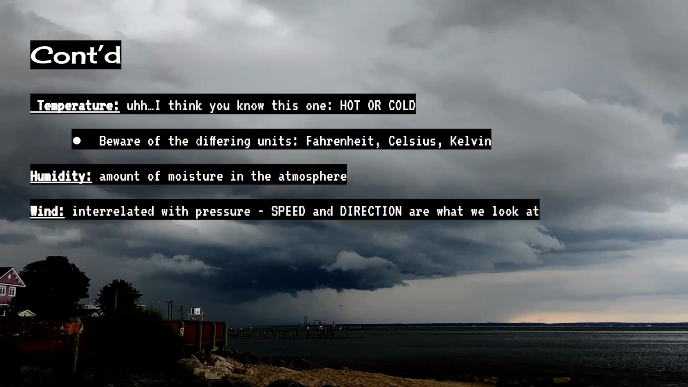Temperature, I don't think I really have to tell you what that is. That's hot or cold. But the main thing is that you're going to want to be aware that we have different units. You probably know this already, but we have Fahrenheit, we have Celsius, and we have Kelvin. Celsius is used, I would say, the most widely. Obviously, in America, we use Fahrenheit, but Celsius is used in Europe, and it's considered more standard. But we also like to use Kelvin sometimes, and we'll talk about why and how to convert between the two.